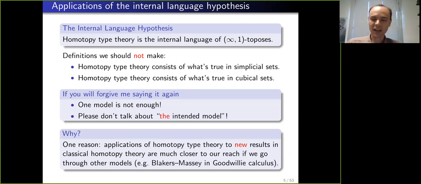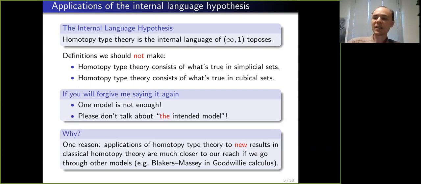And one reason I feel so strongly about that is that, just for the health of the subject, it's good to have applications and to convince other people that it's a useful theory. And I think those applications to algebraic topology and classical homotopy theory are much closer if we go through models other than classical ones like simplicial sets, if we think about higher toposes.